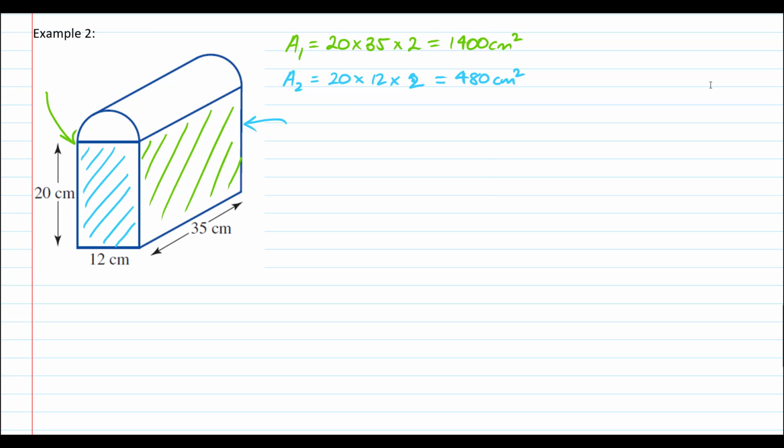And then in this sort of reddish colour here, I'm going to do the base. And it's just one of these bases underneath there, because the top, which would normally match the base, is actually changed. It's covered by that semi-cylinder there. So we have area 3. And area 3 is equal to 12 times 35, and there's nothing more to it. And that's equal to 420 centimetres squared. And then we have area 4 and area 5.